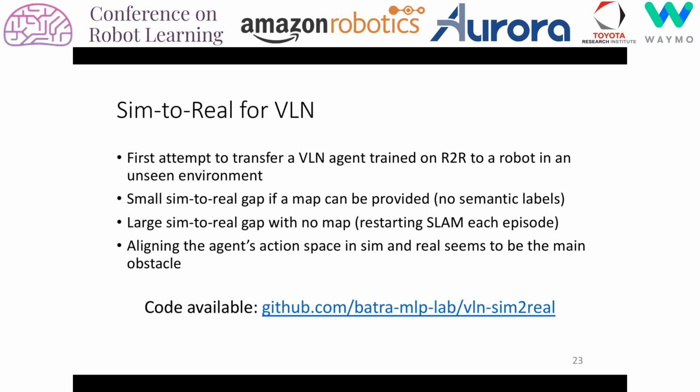However, in the absence of any map at all, with the robot restarting SLAM at the beginning of each episode, the sim-to-real gap is quite large. This indicates that aligning the agent's action space in sim and real seems to be the main obstacle, and it's very promising that we find that once we control for this by providing the map, transferring the learned language groundings from the simulator to an unseen physical environment actually works quite well.